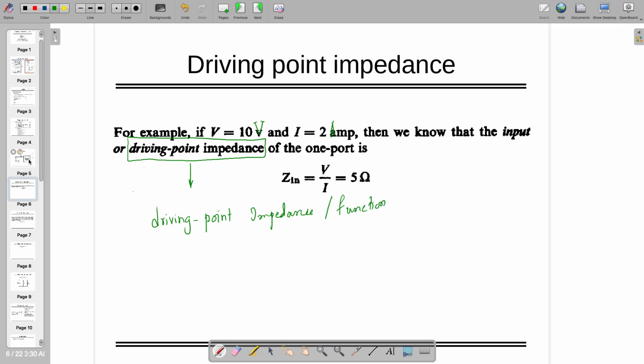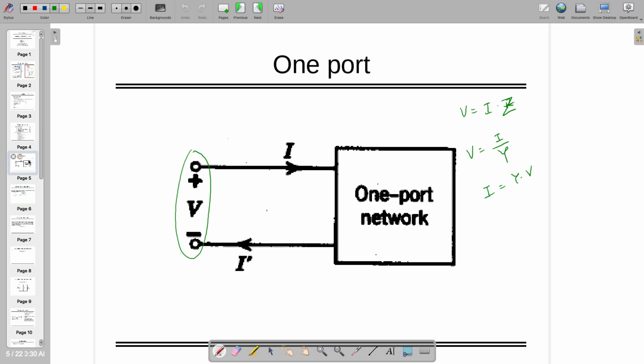So either you have a one port network or two port network or multi port network. In all the cases, if this particular port can be written by some equation, which may be in terms of z or in terms of y, both the functions are known as driving point function. If it is written in impedance, it's known as driving point impedance, because most of the people are interested in what is happening to the impedance.